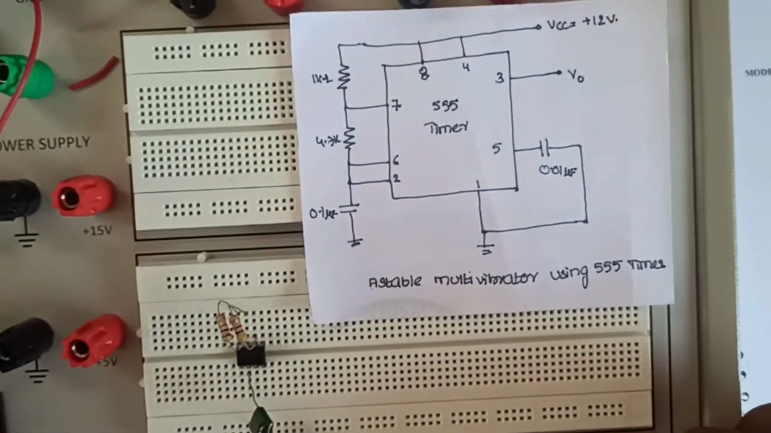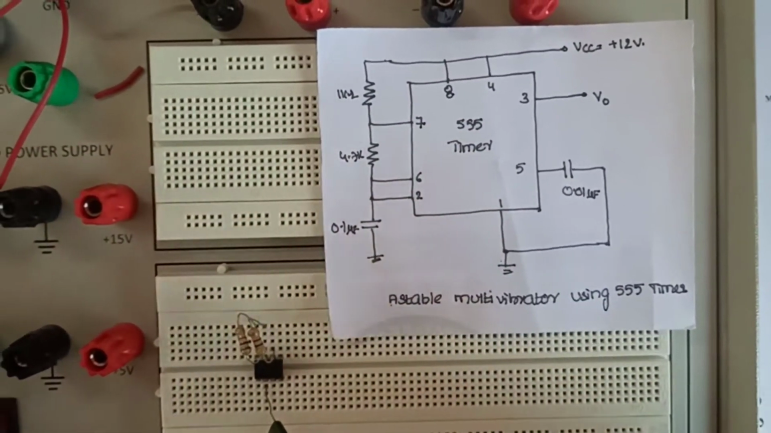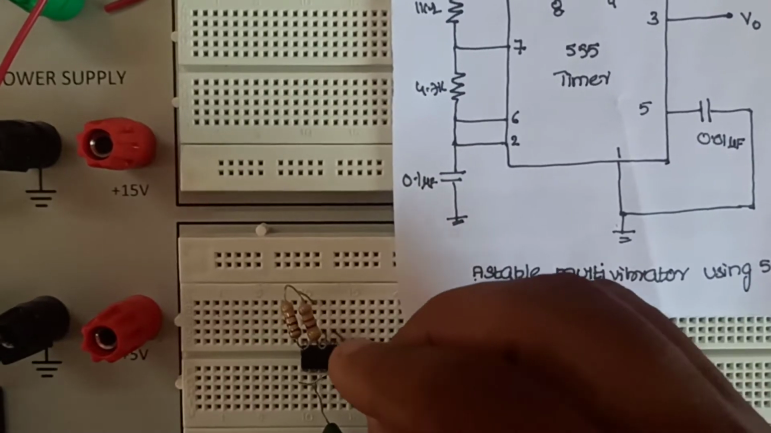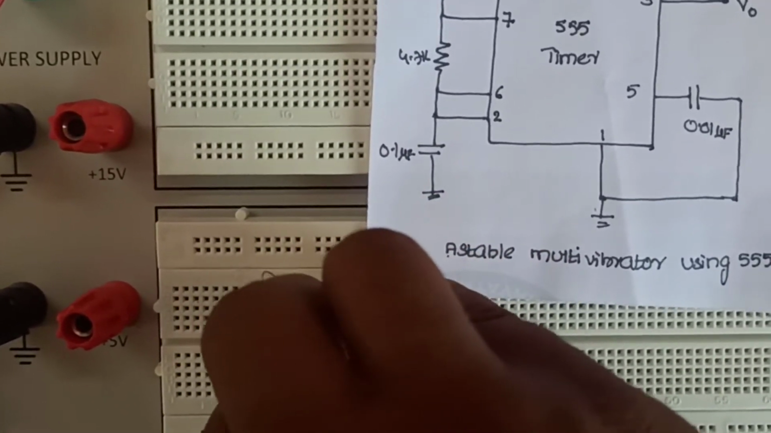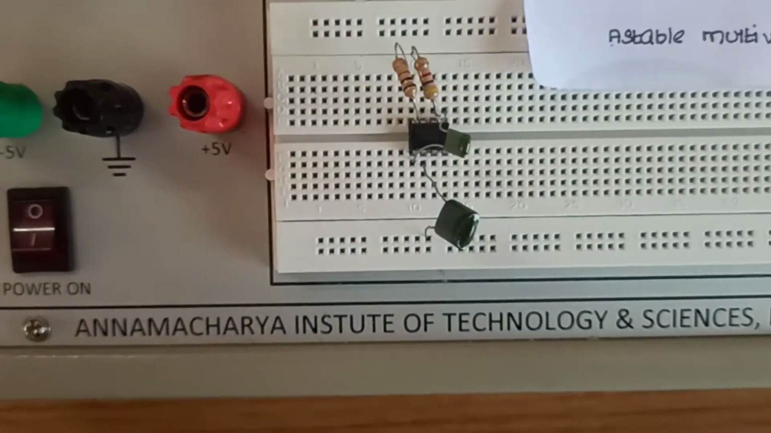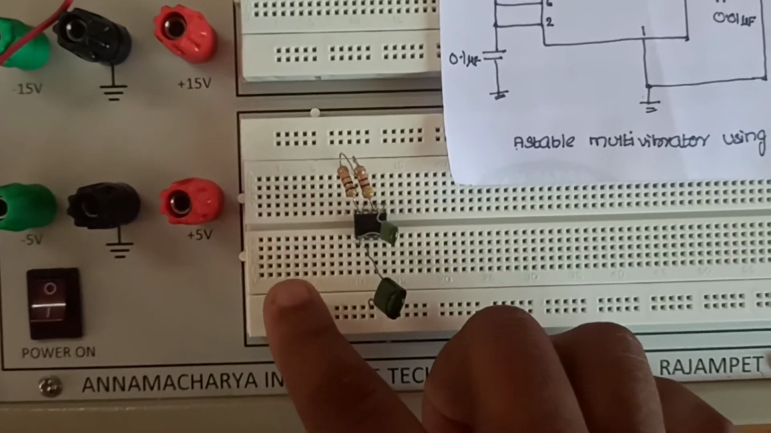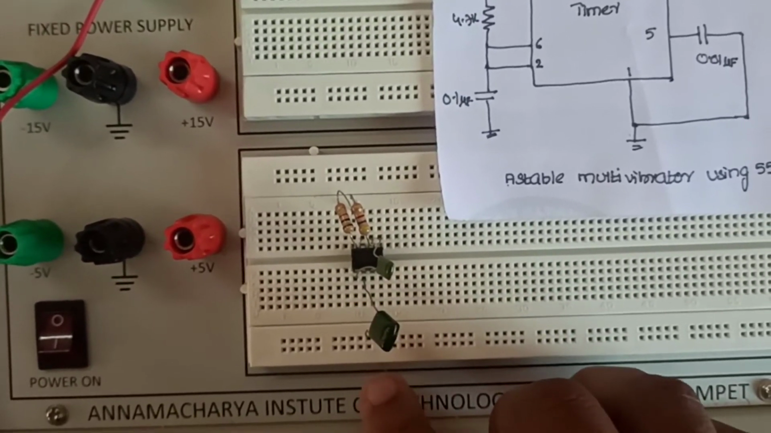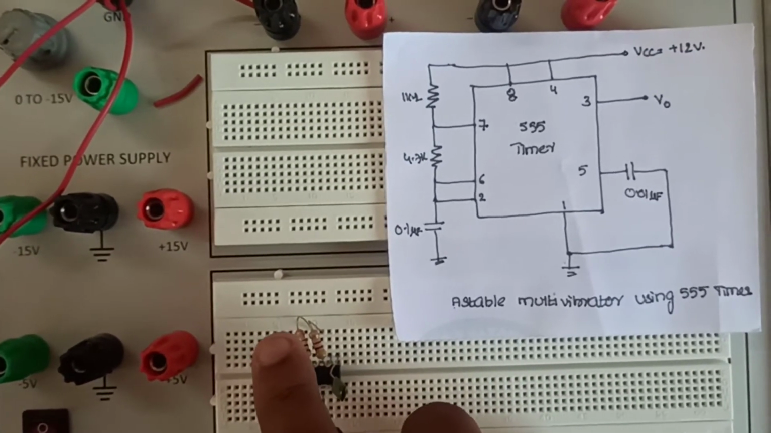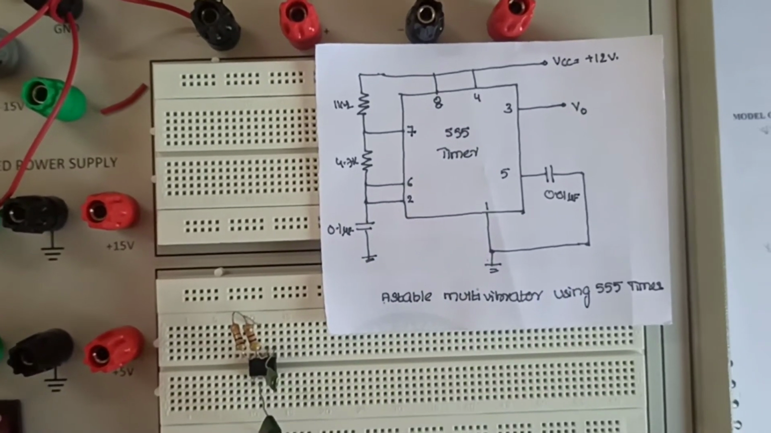And we have one more capacitor between pin 5 and pin 1. So just from pin 5 to pin 1. So these are the components connected. This 0.01 microfarad capacitor is between pin 5 and pin 1, and the 0.1 microfarad is between pin 2 and ground. Two resistors, one between pin 8 and 7, the other between pin 7 and 6.